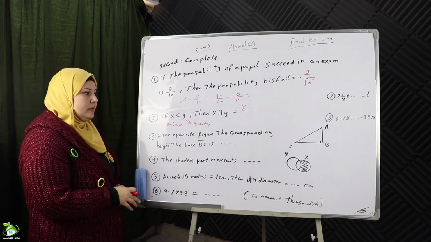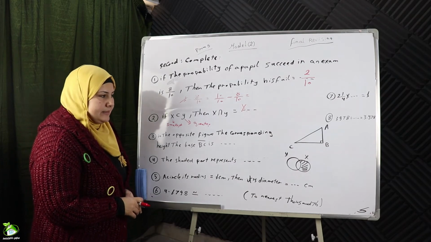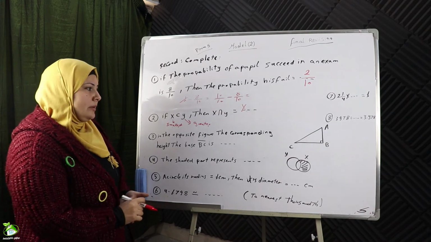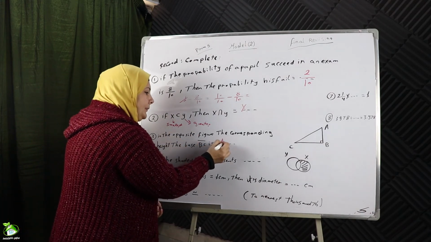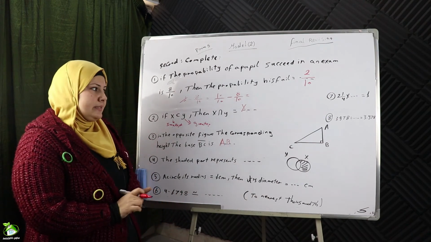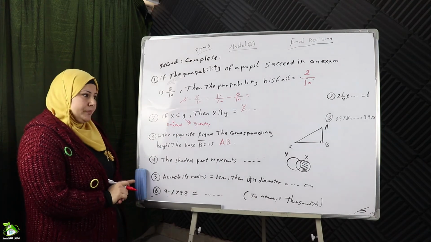In the opposite figure, the corresponding height to the base BC is... The corresponding height, or perpendicular, is AB. AB makes a right angle, so AB is the height, or AB is perpendicular on BC.